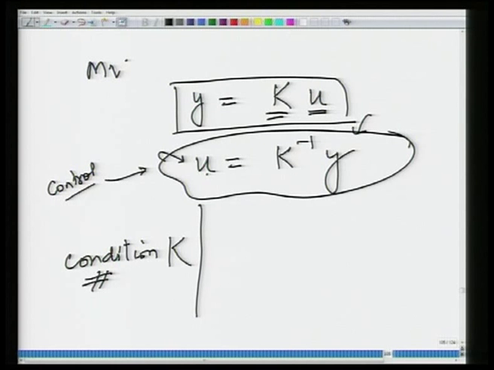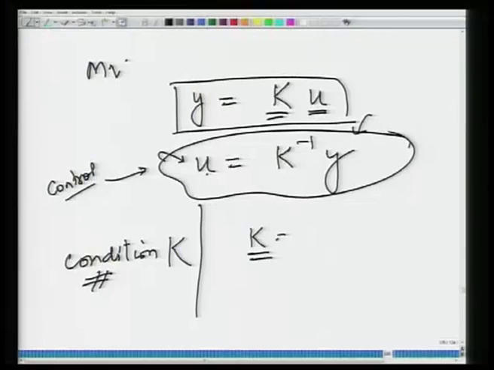So, to simplify it, let us just take the singular value decomposition of K. There is always a singular value decomposition of any matrix, whether it is non-square, square, fat, skinny, it does not really matter. For the time being, let us just consider it to be a square matrix, because K inverse will exist only for square matrices.